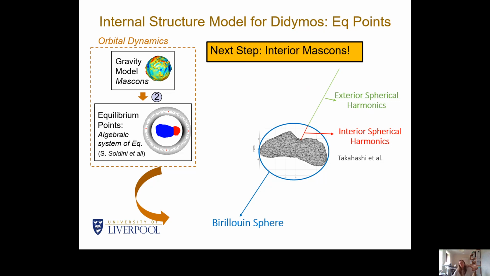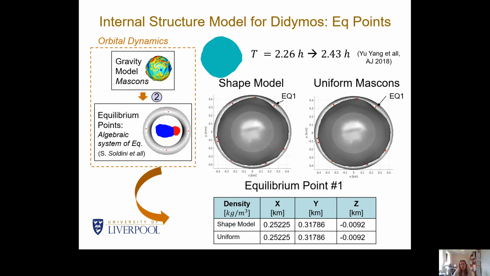MASCON. Now, for doing this analysis with shape model, we can't have the information of density distribution. So that's why it's so important to try to solve the problem on the interior MASCONs. We also try to increase a little bit the period of rotation, like in the paper of Yu Yang, and we consistently can find 8 equilibrium points just above the surface of Didymos. The MASCON shape model and the work of Yu Yang give the same information.